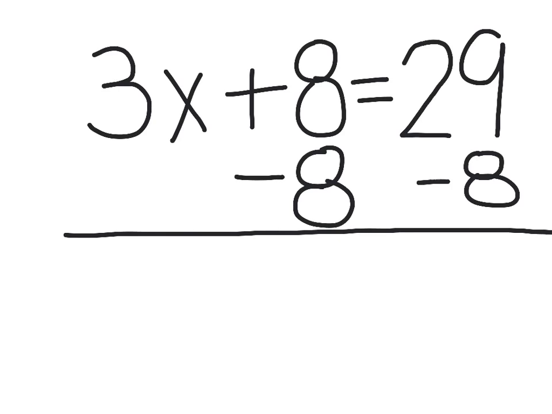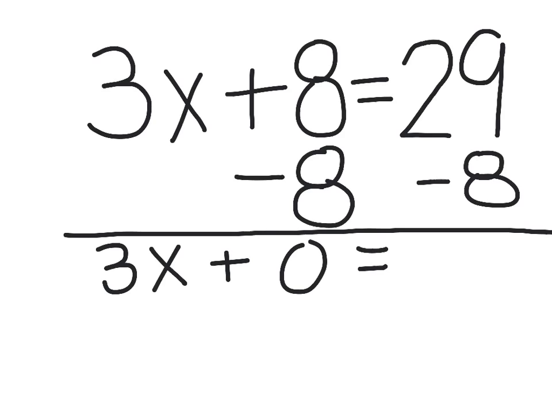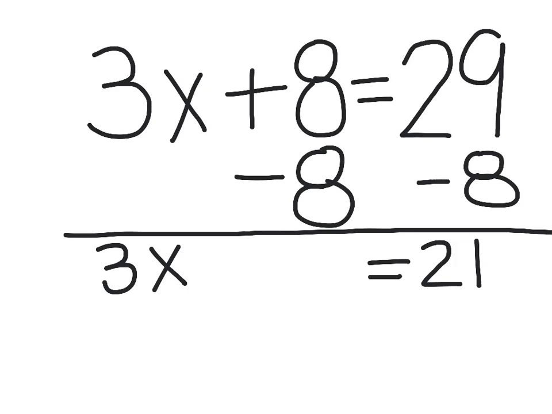So then I just do my subtraction now. I have 3x, I didn't take any x's away, so I still have 3x. Now I have a positive 8 minus 8. So that means I'm left with 0 equals, then 29 minus 8 is 21. Now this plus 0 here doesn't change anything, so I can just get rid of it. Now I am left with 3x equals 21.